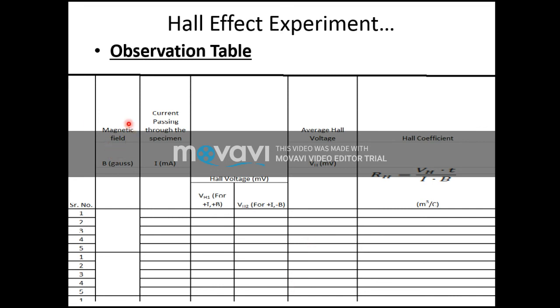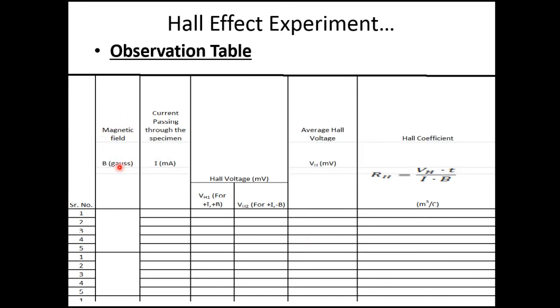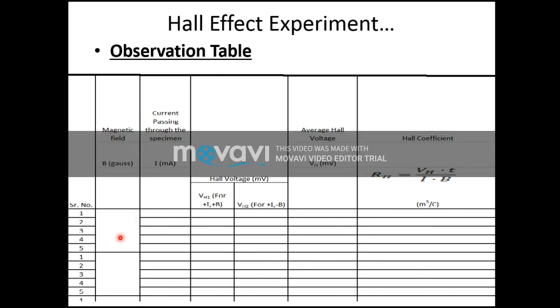So first of all, we are applying the magnetic field. The value of magnetic field is to be measured by the Gauss meter. We can fix this value, we can put any value. But once you are putting this value, don't change it, at least for 5-6 readings which you have to take.